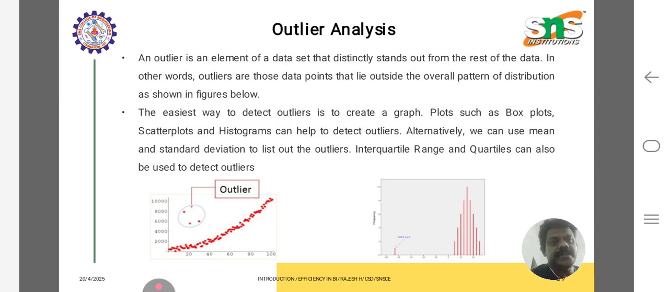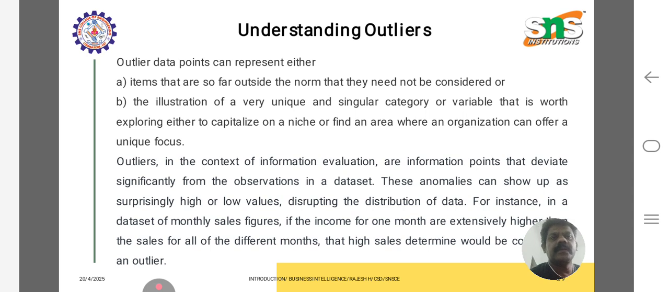The easiest way to detect outliers is to create graphs or plots such as box plots, scatter plots or histograms, which can help to detect the outliers easily. Alternatively, we can use mean and standard deviation to list out the outliers. Quartile range and quartiles can also be used to detect outliers.